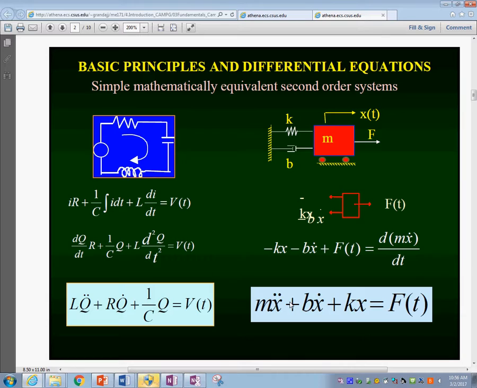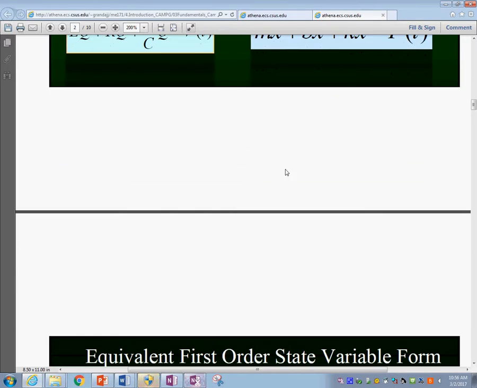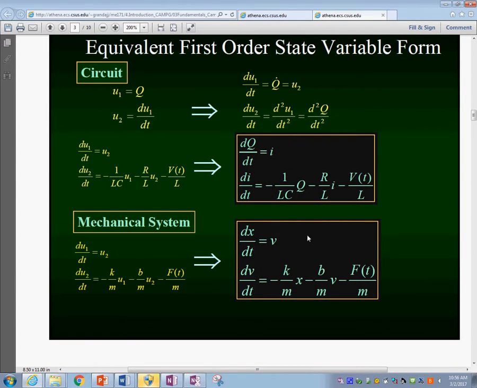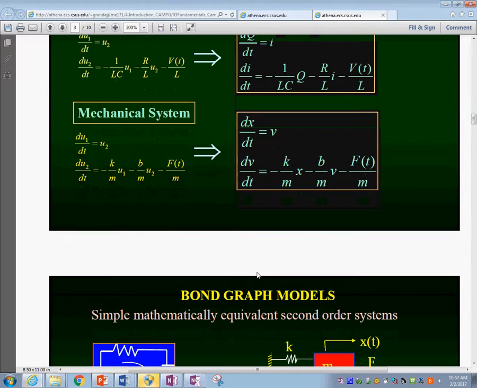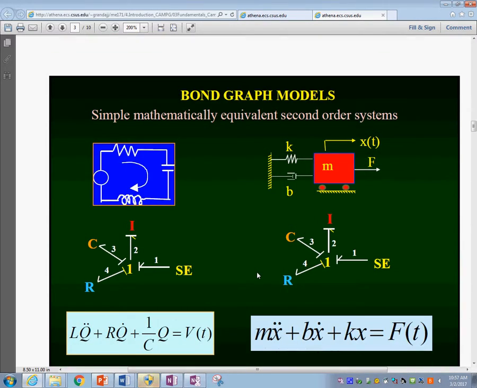Both of them are in two different energy domains, and therefore the equations are going to be different. But that's as far as they're different. The form of the equations is the same. It also shows here, if we transform them into two first order equations, you can see that the state variables here are Q and I, and on the second one you have X and V, and both of those are equivalent systems to the second order differential equation.